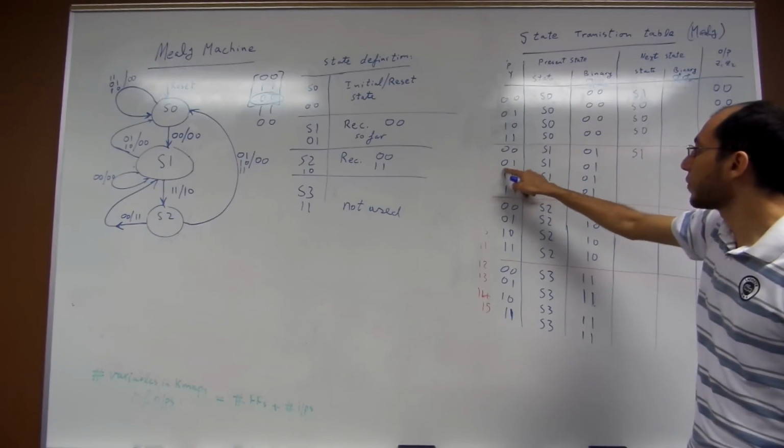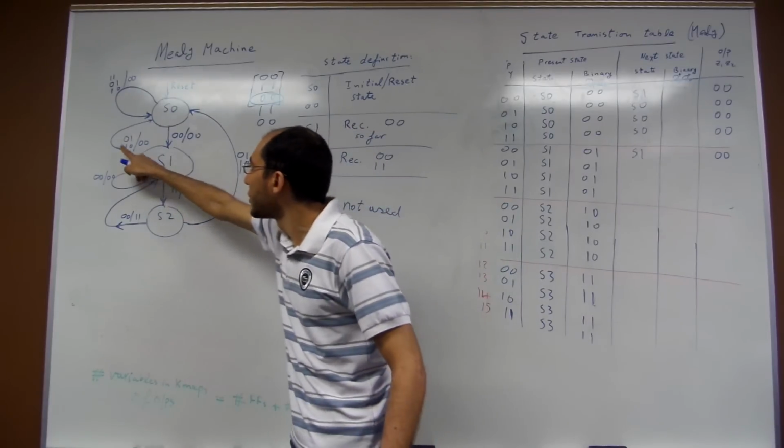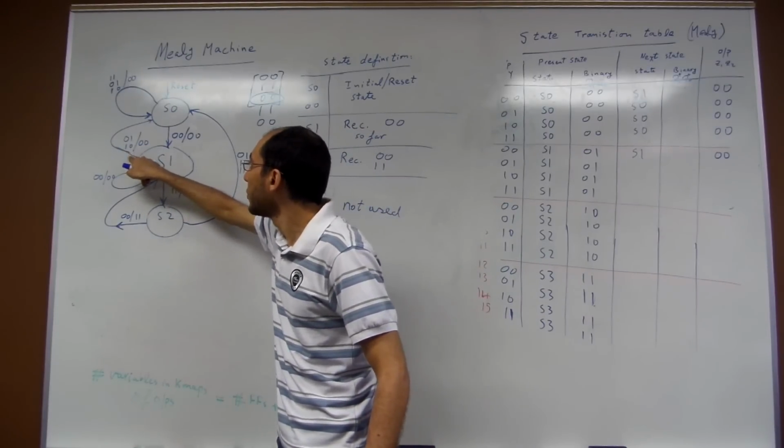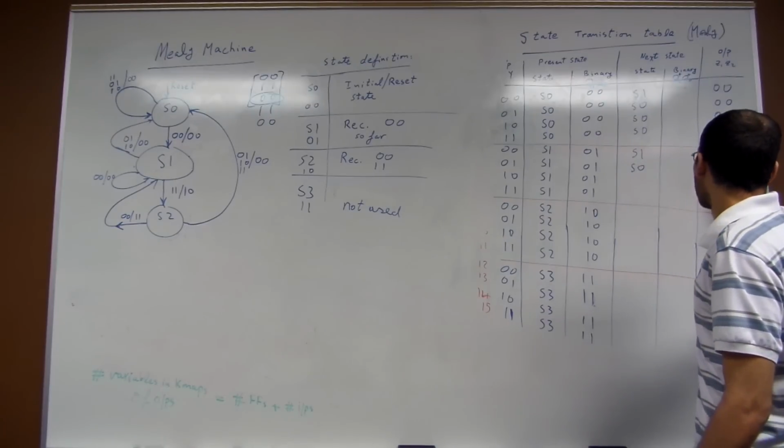S1 and I have an input of 0, 1. Whether it's a 0, 1 or a 1, 0, it has the next state of S0. So S0 and the output is 0, 0.